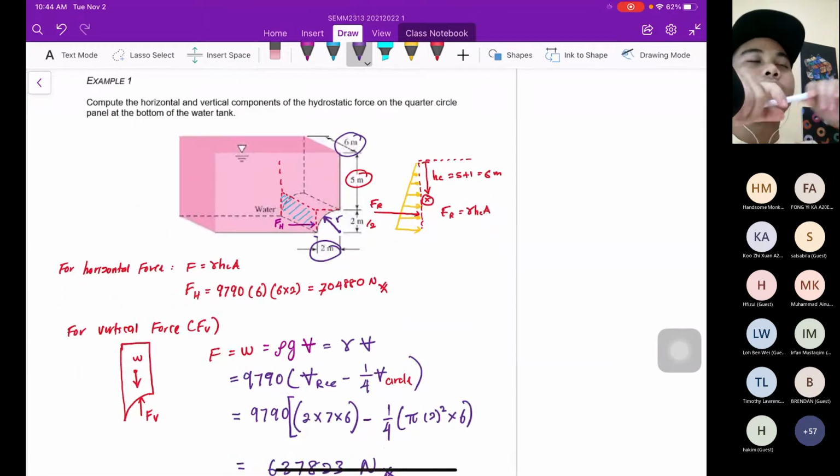So basically, in order to solve the cube for the curved surface, to get the horizontal force, just apply the formula gamma h_c A. In order to get the vertical one, you need to find the weight of the fluid block. That's it.